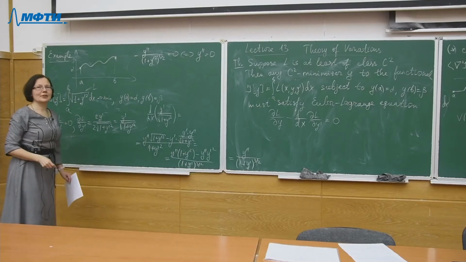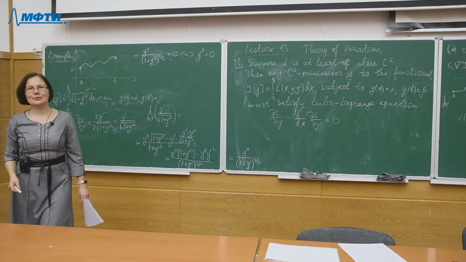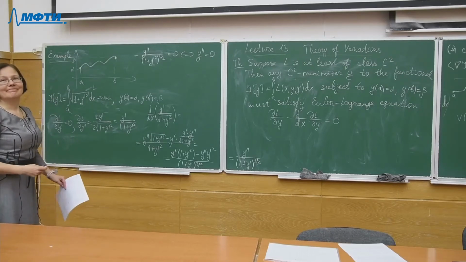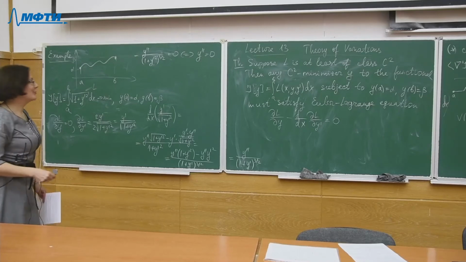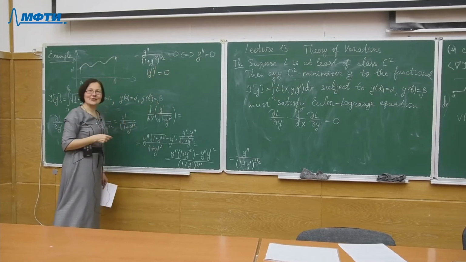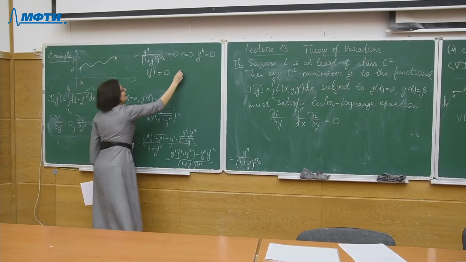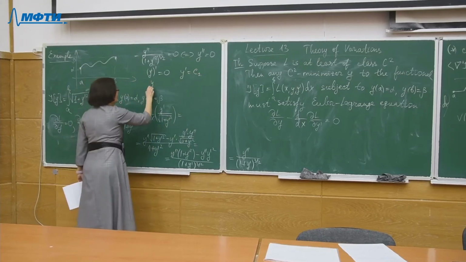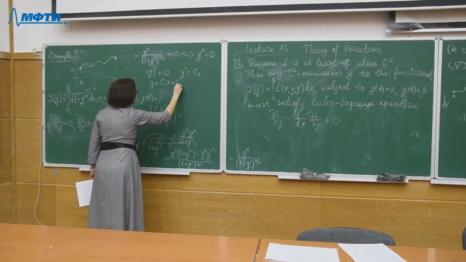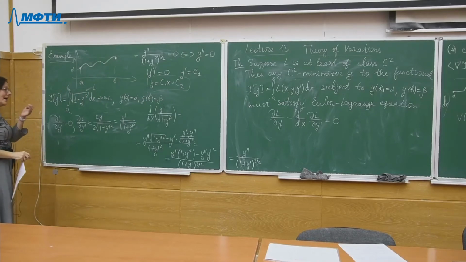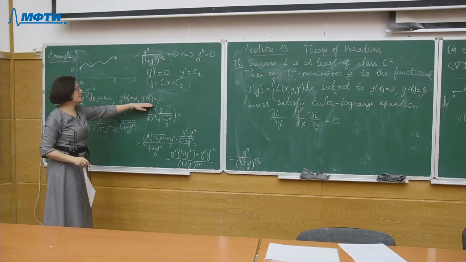How to solve this differential equation, y double prime equal to 0? First of all, y prime, the derivative, is c1, yes? And then y is equal to c1x plus c2. So this is the answer. And next, our function must satisfy these boundary conditions.